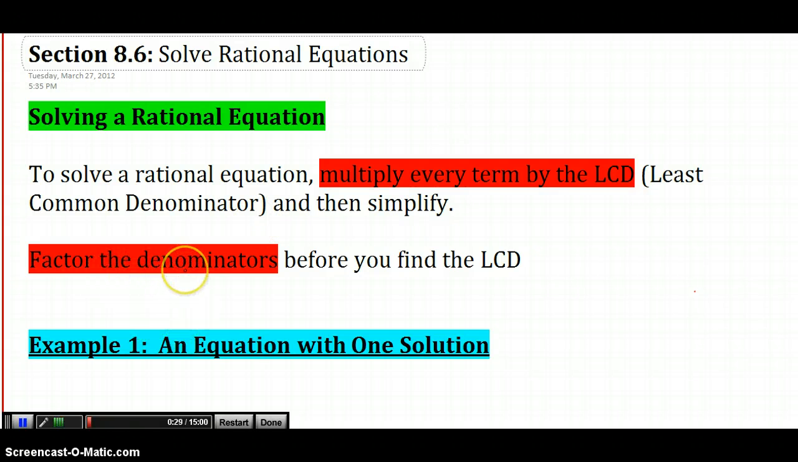And you're going to factor the denominators before you find the least common denominator, because it makes it a lot simpler. So if you can factor the denominator first, do that. Just like before, anytime you can factor first, do it. Factor first.